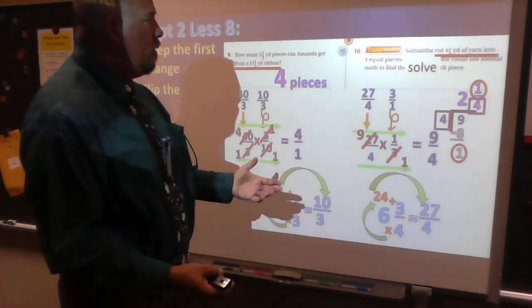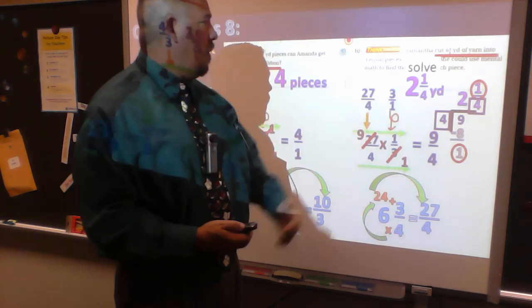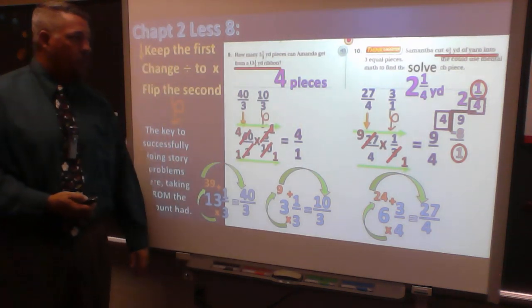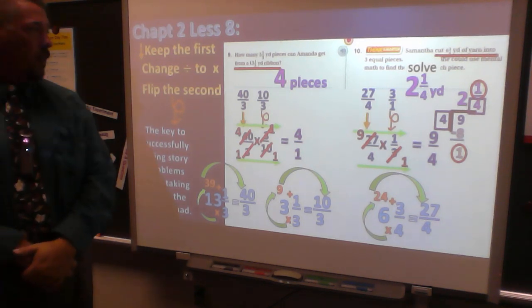What's my label? Well, it says yards or yard pieces, right? So 2 1/4 yards, or 2 1/4 yard pieces if you want to be specific.